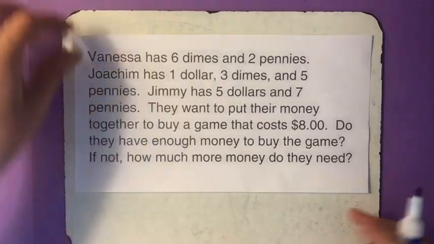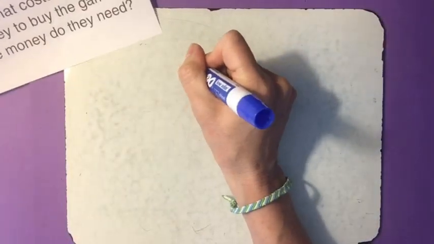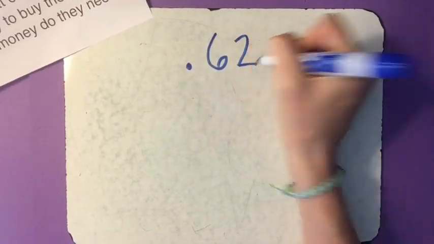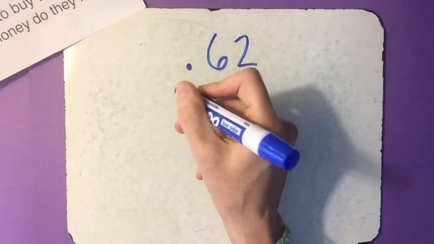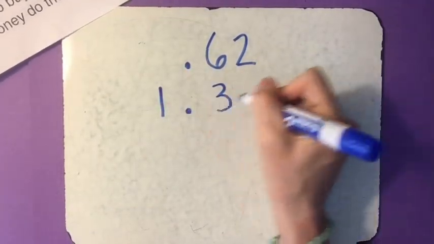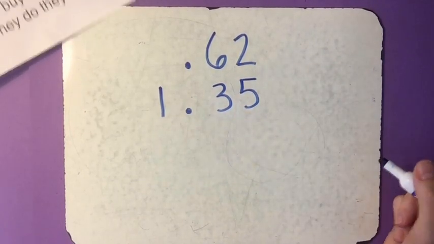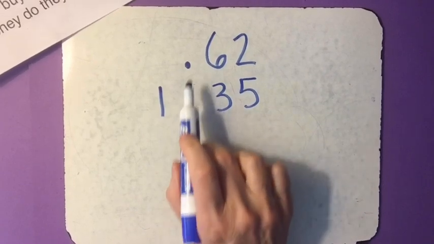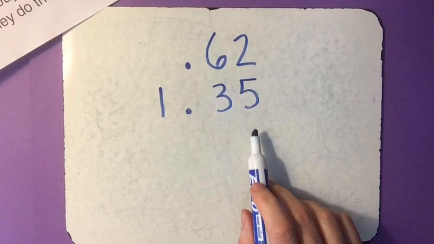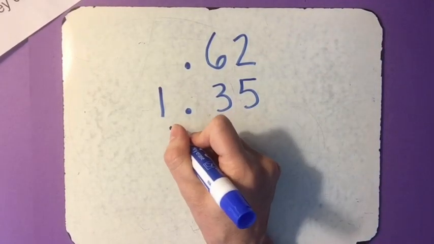Okay, so Vanessa has 6 dimes, and I'm going to move this out of the screen for a minute. So she has 6 dimes and 2 pennies. Joaquim has $1, 3 dimes, and 5 pennies. And again, I'm asking you to write really neatly, and I'm asking you to make sure your decimal points are lined up, and then your place value columns are lined up as well. Jimmy has $5 and 7 pennies.